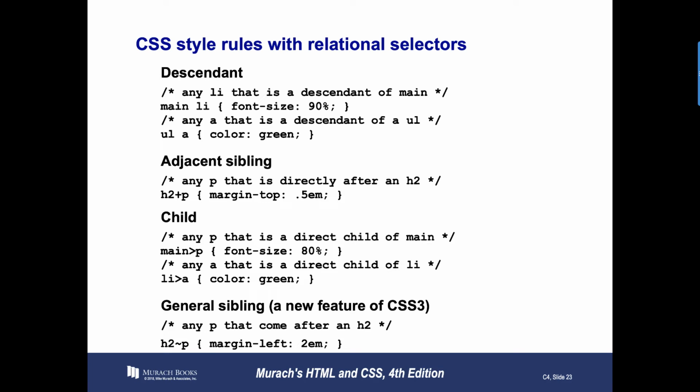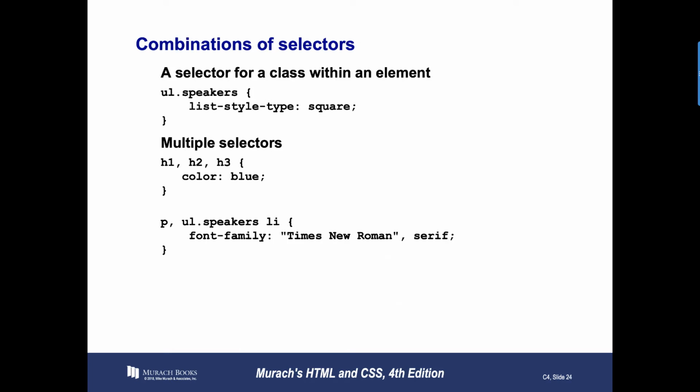General sibling, a new feature of CSS3, that's where you write it with that tilde. That says any P that comes after an H2. All right? Combinations of selectors. Now this is where it gets really powerful. Look at this one, ul.speakers. That's a really shorthand way of saying, hey, any UL that has the class of speakers.